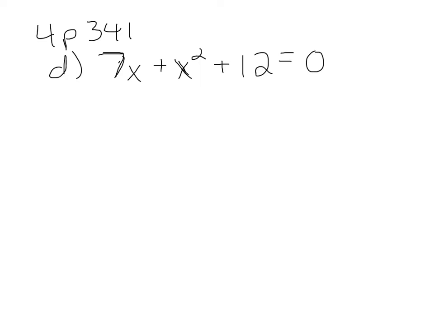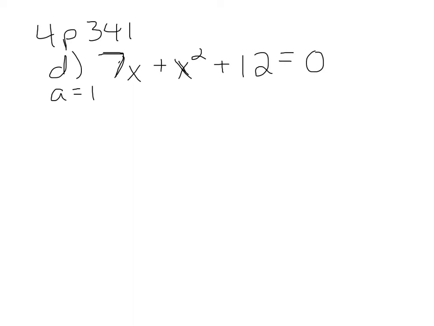We are talking about problem 4 on page 341D from the homework. We were supposed to use the quadratic formula to find the x-intercepts for this. Therefore, you do have to have the quadratic formula memorized. A is equal to 1 because it's always the number in front of x squared, and if there's no number there, you assume it to be the number 1.